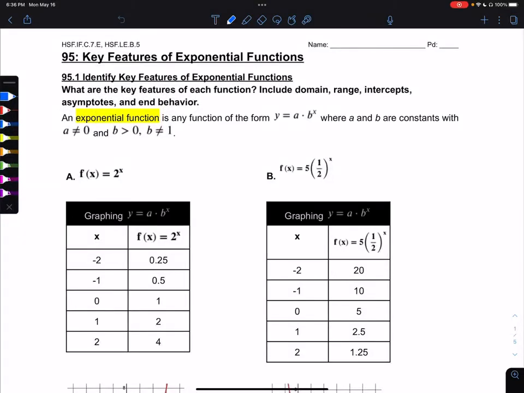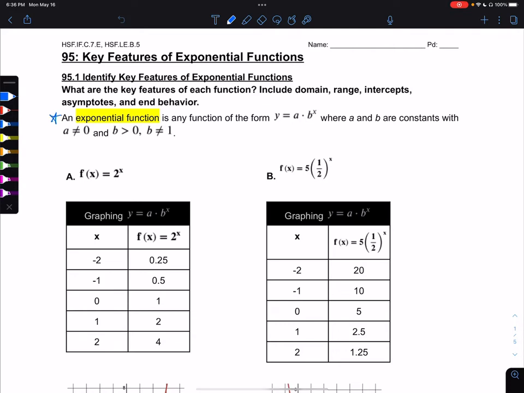Here we're going to look at topic 95, example 1, identify key features of exponential functions. So the question is, what are the key features of each function? And they're asking us to include the domain, range, intercepts, asymptotes, and end behavior.